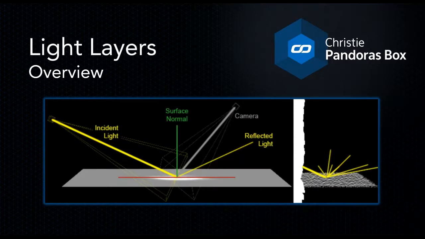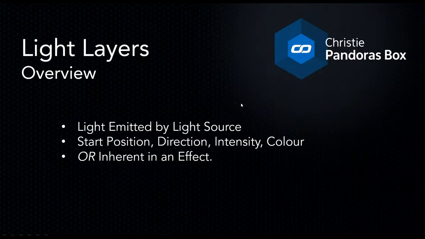The same thing happens in a digital world. We have an incident light, a surface, which is also known as a normal, and then the reflected light that is picked up by the virtual camera. In the same way, in our real world, it's picked up by our eyes. How the light is reflected depends on the surface, what the material is, what the light is, and so on. That happens the same in Pandora's Box.